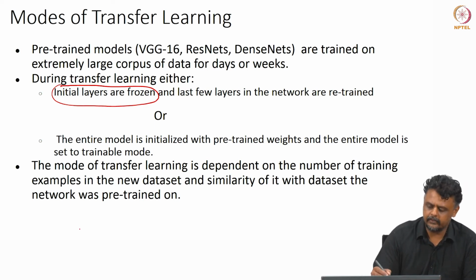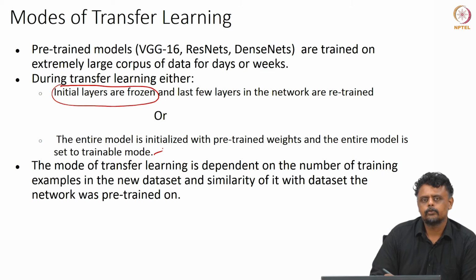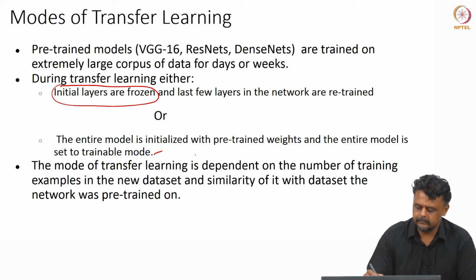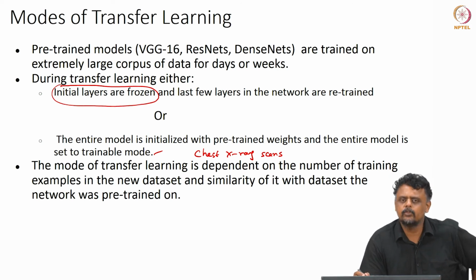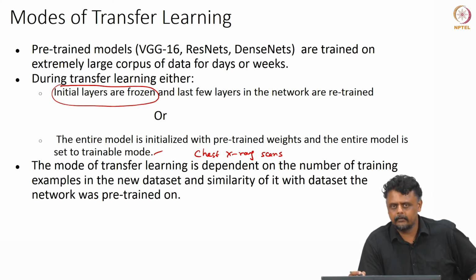So, for example, for the second case, let us say you are trying to accomplish a radiologic task. We will look at a case study later on. So, you are trying to classify chest X-ray scans as being abnormal or normal. Now, this chest X-ray scan data is not similar to ImageNet data at all. It is quite drastically different, but you would still like to exploit the deep network that has been initialized with pre-trained weights, but in this case you would have to train from scratch.